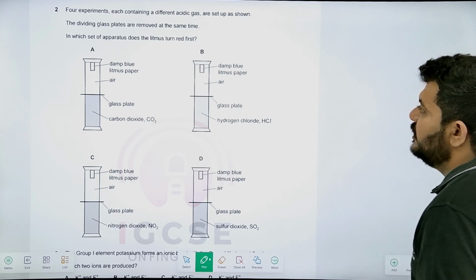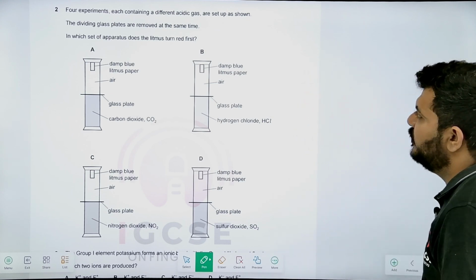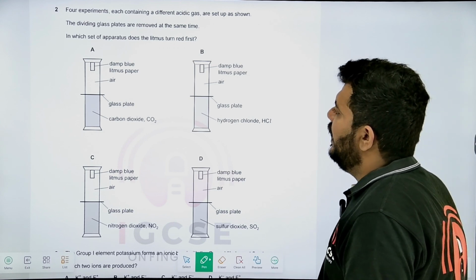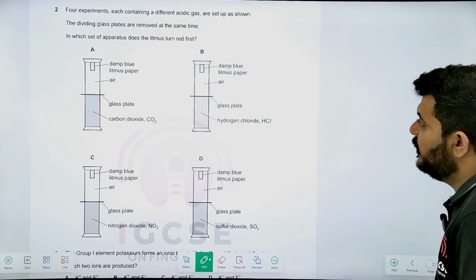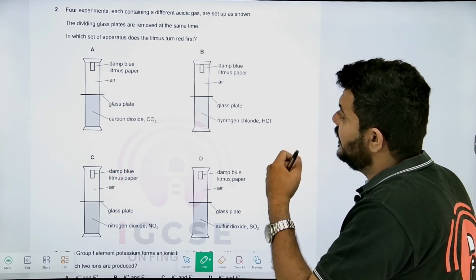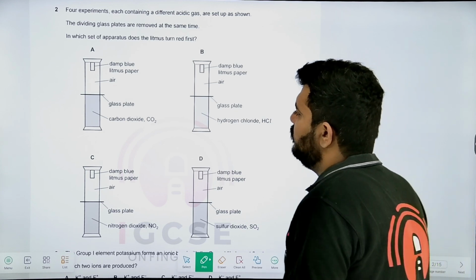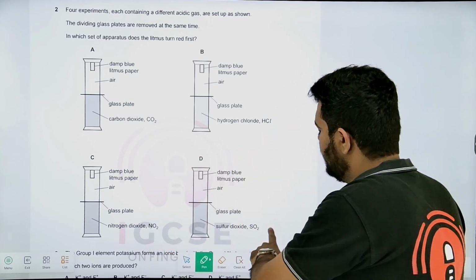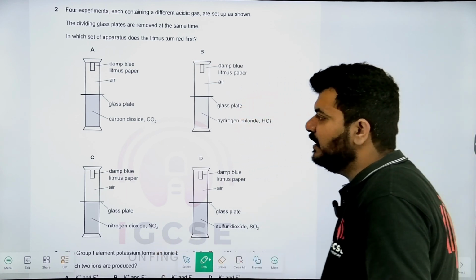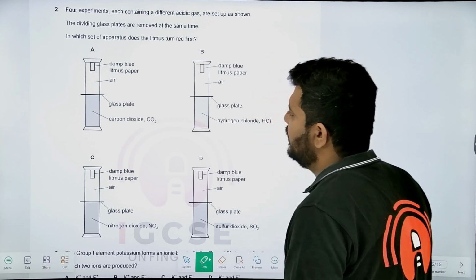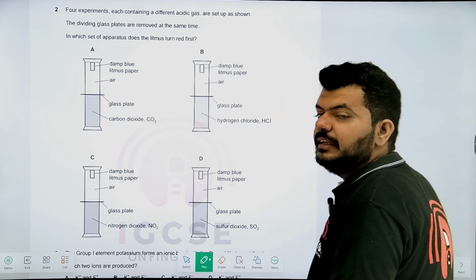Then let's look at question number 2. We have 4 experiments, each containing a different acidic gas, are set up as shown. The dividing glass plates are removed at the same time. In which set of apparatus does the litmus turn red first? So we have carbon dioxide, hydrochloric acid, sulfur dioxide and nitrogen dioxide. I believe the one that is lightest will reach the damp litmus paper first and will turn it red first.